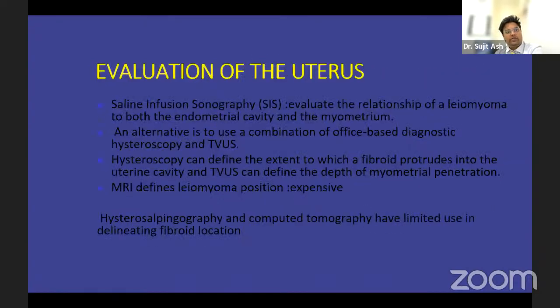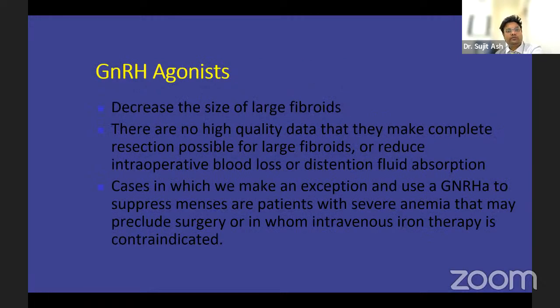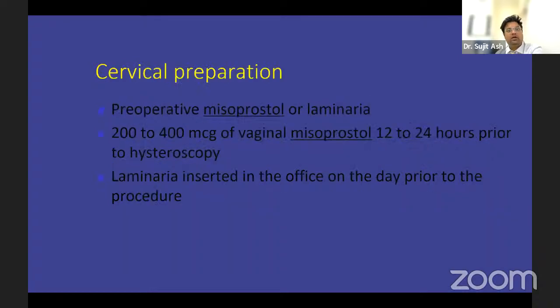So evaluation of the uterus, again, you can do it by either saline infusion sonography or vaginal sonography or MRI, so that you find out the position of the fibroid, the extent of the fibroid, and how you need to tackle it. You can think about giving a GnRH agonist or antagonist, which will reduce the size of the fibroid. But what happens is, yes, it will reduce the size of the fibroid, but sometimes it makes it difficult to find the plane of the fibroid. So it's up to a personal call whether you want to use a GnRH agonist or antagonist or not.